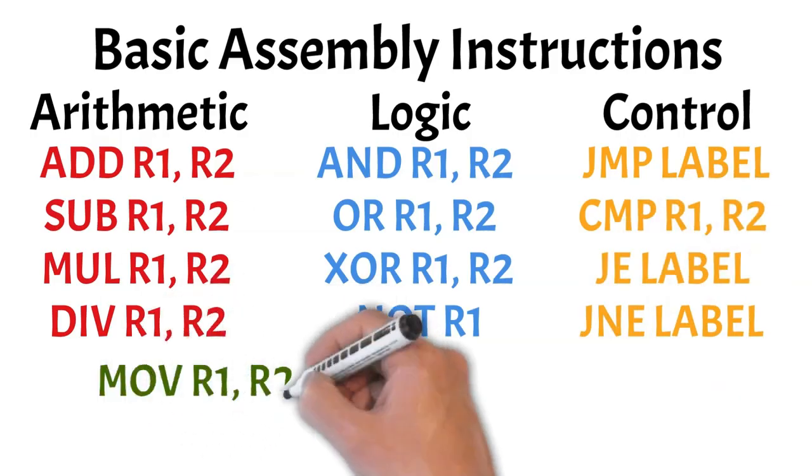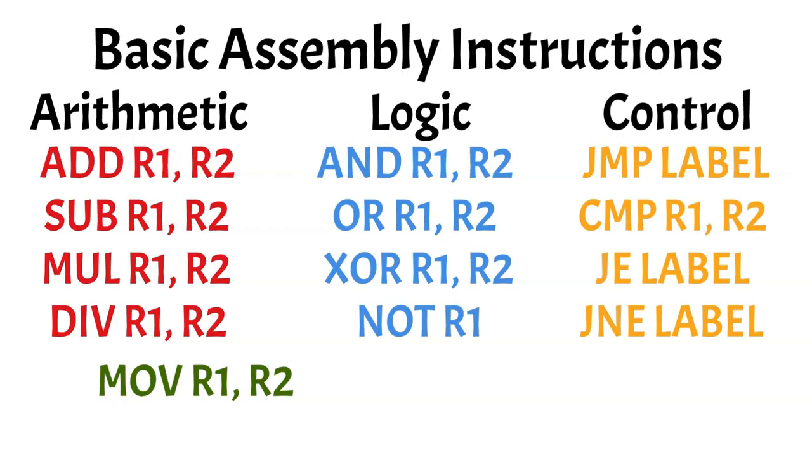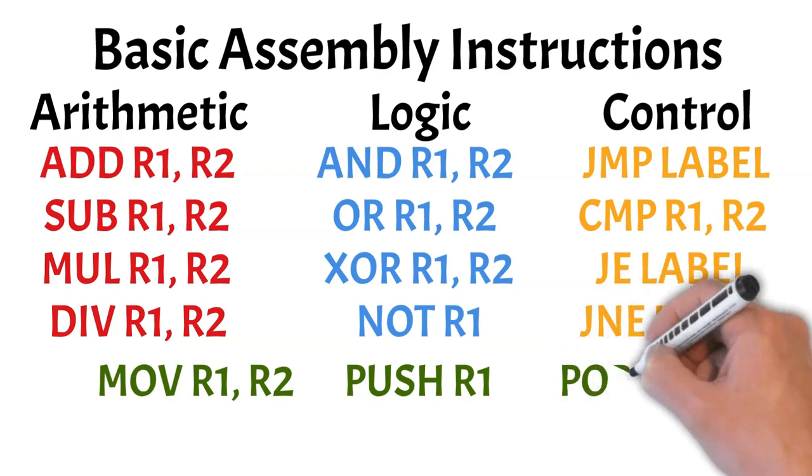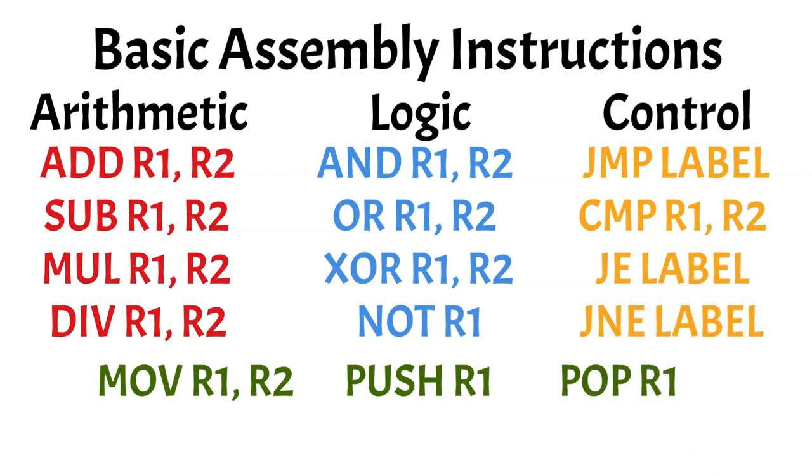Move R1 R2 moves data from R2 to R1. Push R1 saves R1's value onto the stack, and pop R1 retrieves the last value from the stack.